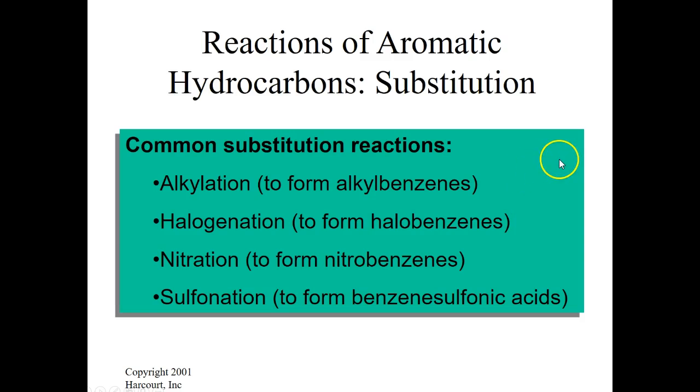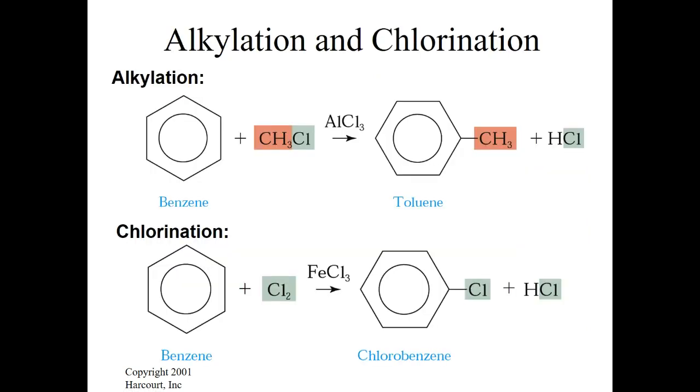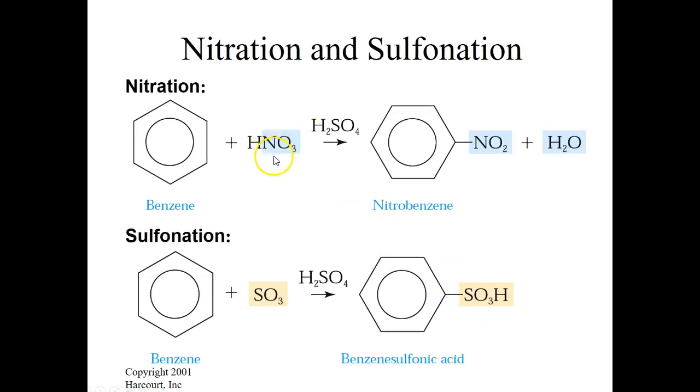These aromatics will do some reactions, so let's talk about them. For example, if you have benzene, you can attach a methyl group to it and turn it into toluene. So that's called alkylation. We can also add a chlorine to benzene and turn it into chlorobenzene. We can add a nitrate group to it with a catalyst, and we can make nitrobenzene. And we can add a sulfate group to it and turn it into a benzene sulfonic acid.